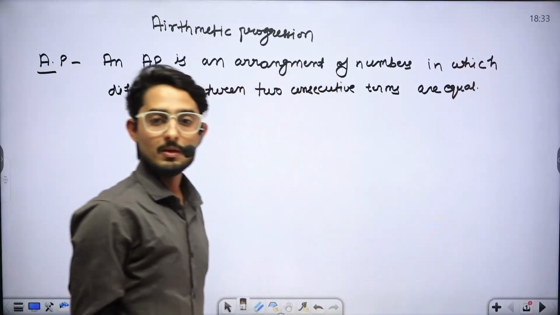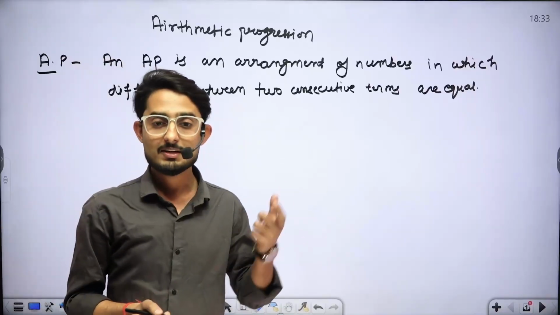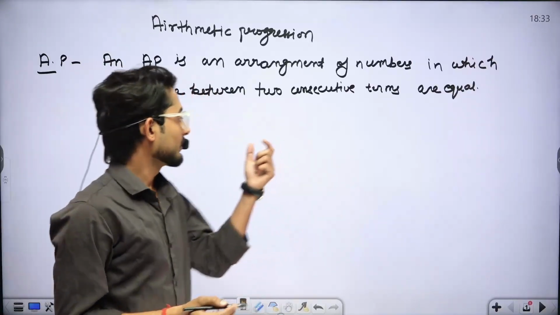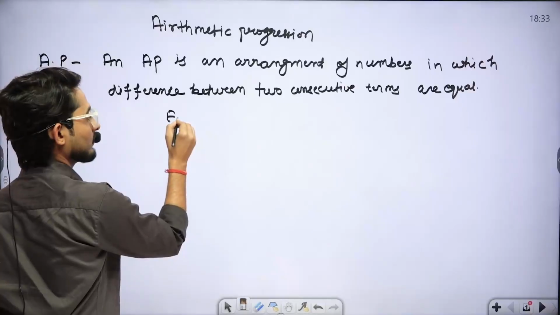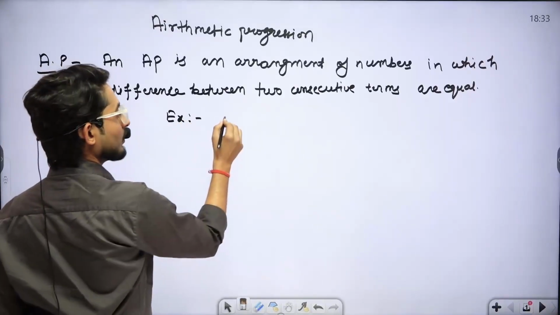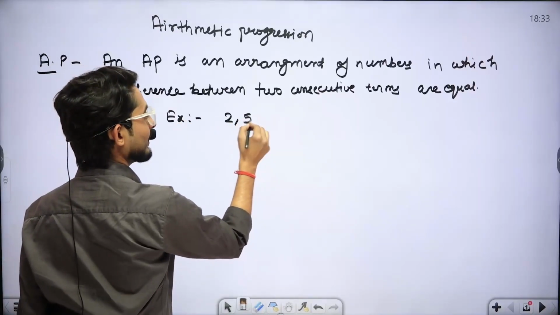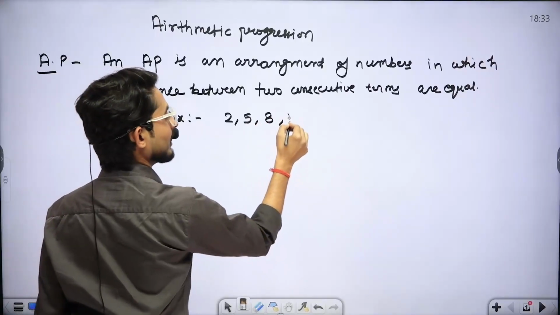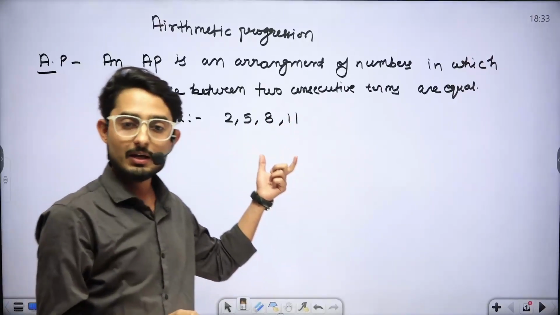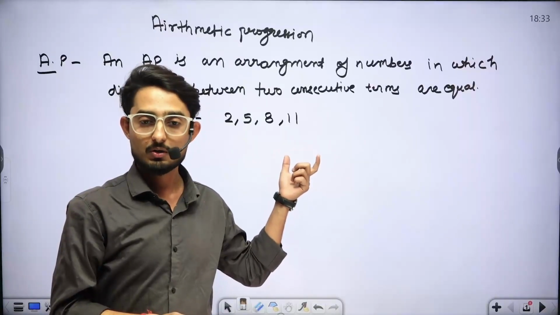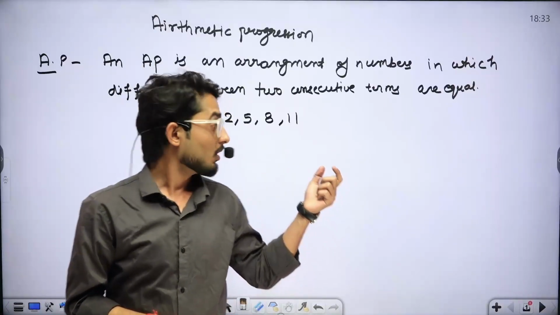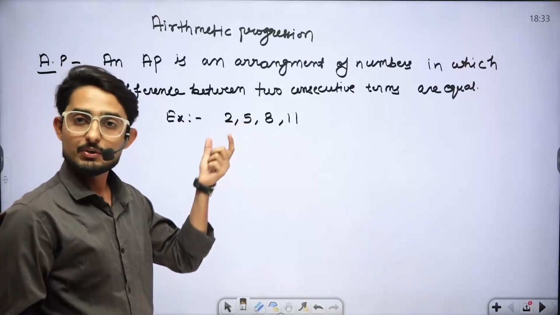It means, for example, I will write an AP. Here I write example. You have an AP 2, 5, 8, 11. Now you will check whether this is an AP or not. For checking this, you will try to find the difference between two consecutive terms.